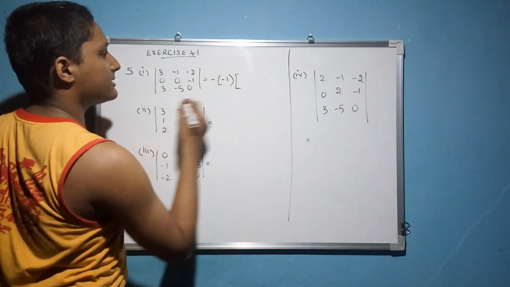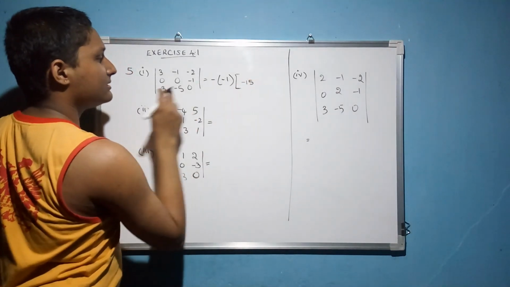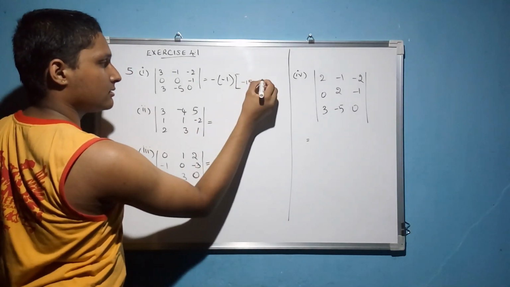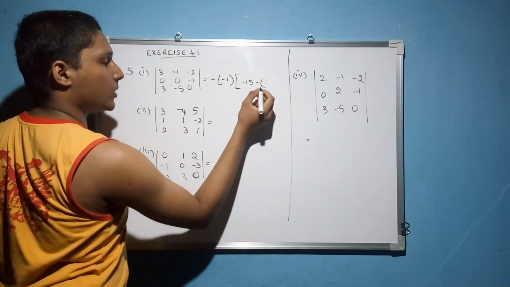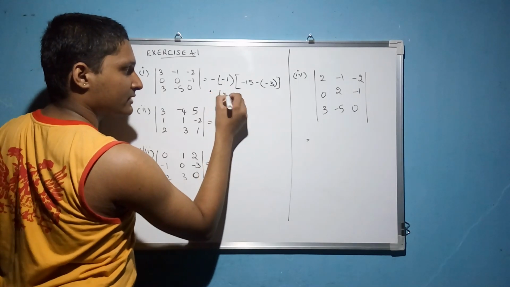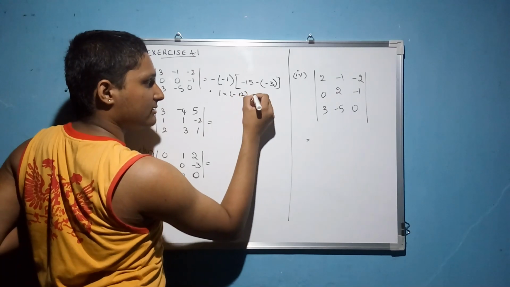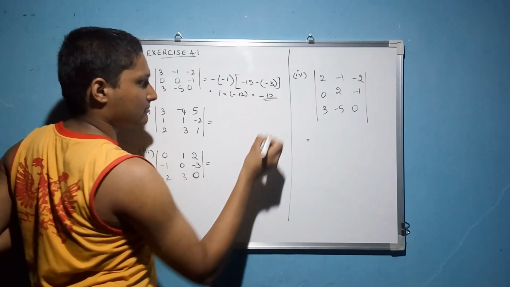So we'll take another bracket inside. It is going to be 3 into minus 5, that is minus 15. Then minus of 3 into minus 1, that is going to be minus 3. So it is going to be 1 into minus 15 plus 3, which is minus 12. Therefore, this is minus 12.